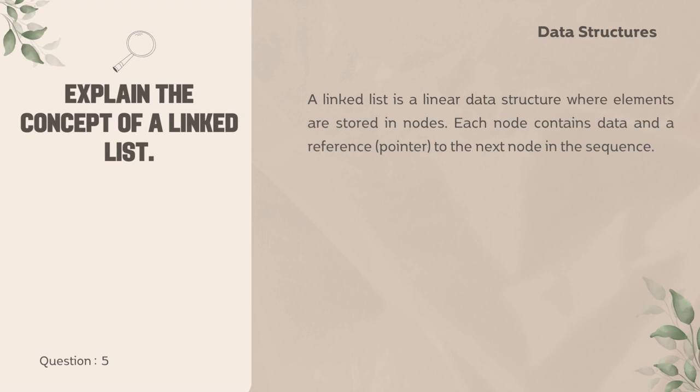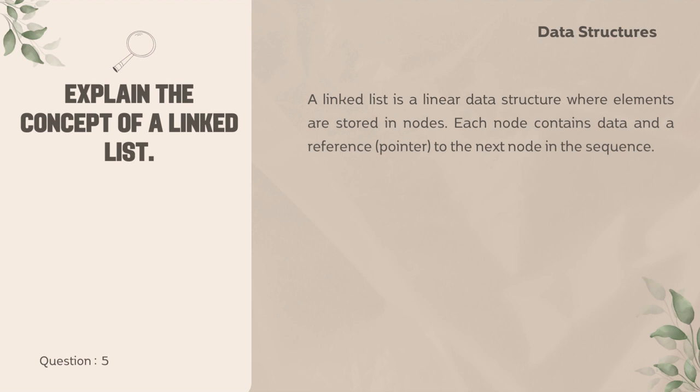So a linked list is a linear data structure where elements are stored in nodes. Each node contains data and a reference to the next node in the sequence. The key characteristic of a linked list is that the elements are not stored at contiguous memory locations like arrays, but they are connected through pointers forming a chain-like structure. This allows for dynamic memory allocation, making it easy to insert and delete elements at any position in the list.